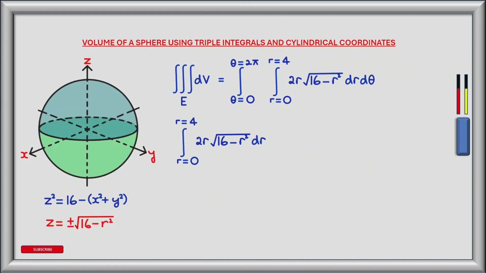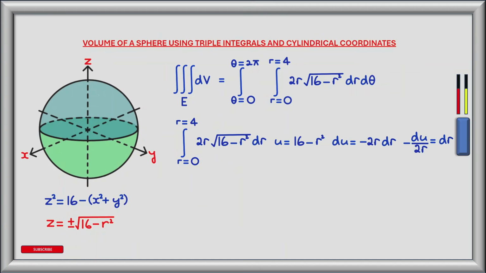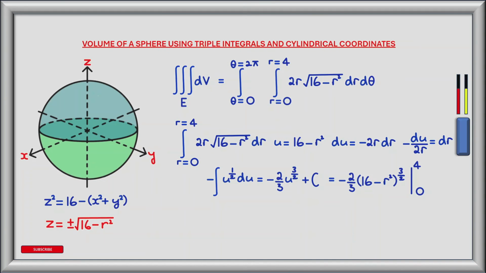And moving on to the middle integral, we want to integrate from r equals 0 to r equals 4 of r multiplied by the square root of 16 minus r squared dr. To evaluate this, we're going to make a substitution. So we're going to let u equal 16 minus r squared. So du is equal to minus 2r dr, and it follows therefore that minus du divided by 2r is equal to dr. So now making the substitution for 16 minus r squared and dr, we have minus the integral of u to the power of a half du.